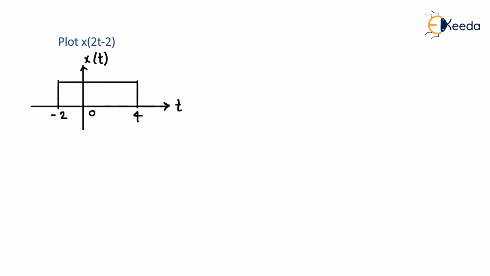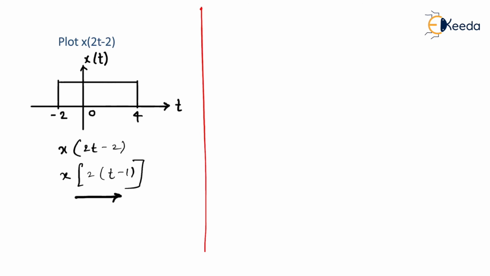Plot x of 2t minus 2. So what I'm doing, I'm going to take this 2 common so as to make the t coefficient free. Again, I'm going with the left to right approach. In step number 1, what I see is scale by 2. So they're asking us to multiply by 2. We divide by 2. We know that it is like this. So the lower limit is minus 1, the higher limit is positive 2.